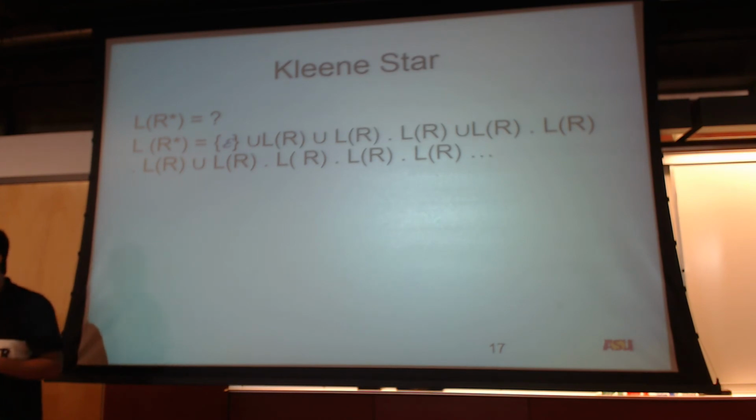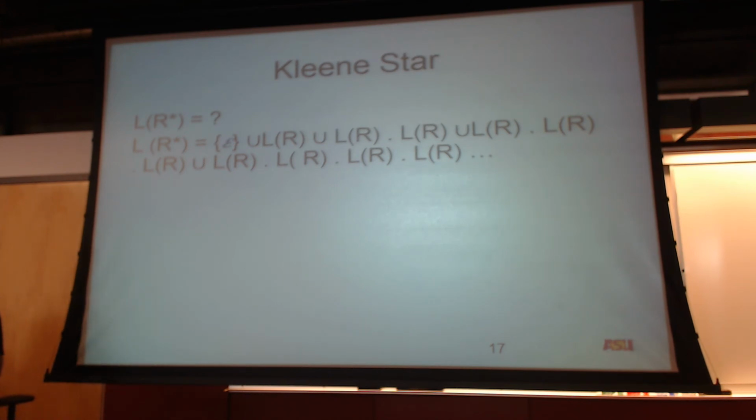Then you calculate the language of R, put it into the set. Then you calculate the language of R dot R, put it into the set. Then you compute R dot R dot R, put it into the set. Keep doing it infinitely. Then you'll get the language of R star. So that is the Kleene star operation for regular expressions.